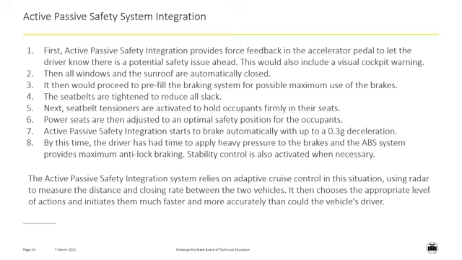The next step is that active-passive safety integration starts to brake automatically with up to 0.3 g deceleration. And the last step would be, the driver has had time to apply heavy pressure to the brakes and the ABS system provides maximum anti-lock braking. Stability control is also activated when necessary. The active-passive safety integration system relies on adaptive cruise control in this situation, using radar to measure the distance and closing rate between the two vehicles. It then chooses the appropriate level of actions and initiates them much faster and more accurately than could the vehicle's driver.